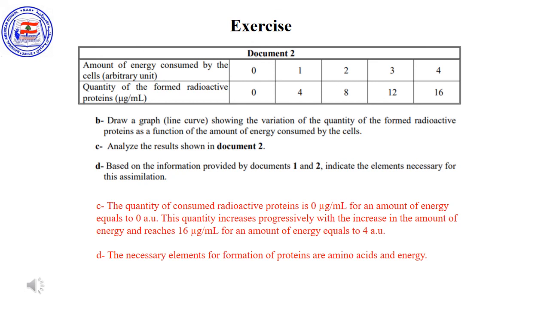However, in this document, we showed that the energy is essential for the formation of radioactive proteins. Without energy, the cell cannot undergo assimilation. So the necessary elements for the formation of proteins are amino acids and energy.